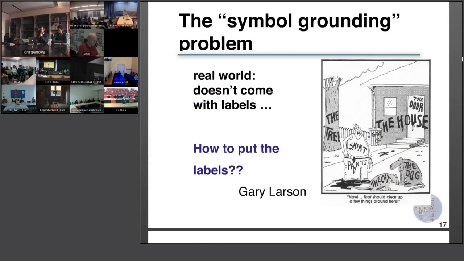And so how can we put the labels? Because we do it very naturally. Actually, we do it very naturally after several years of training, but we can do it.